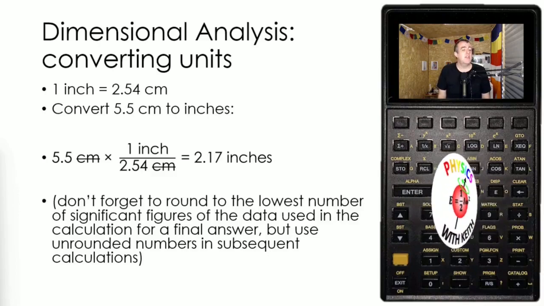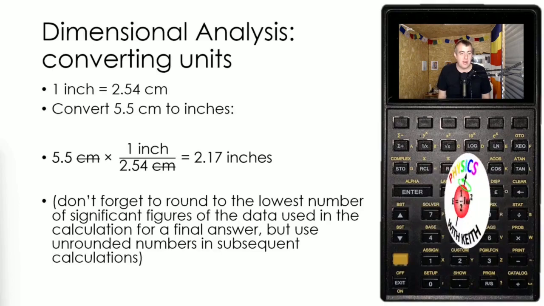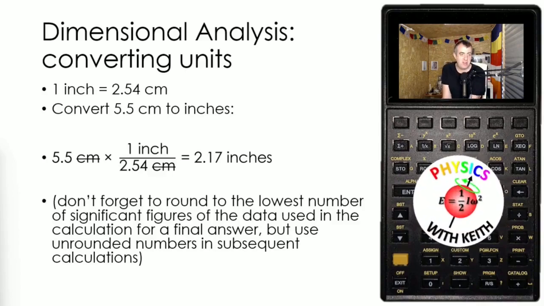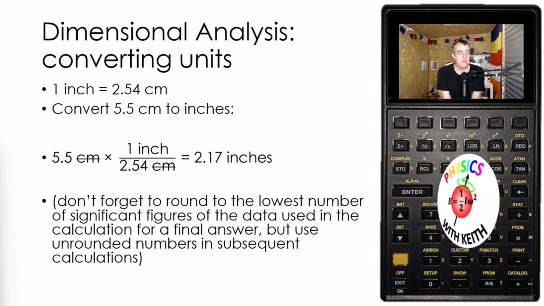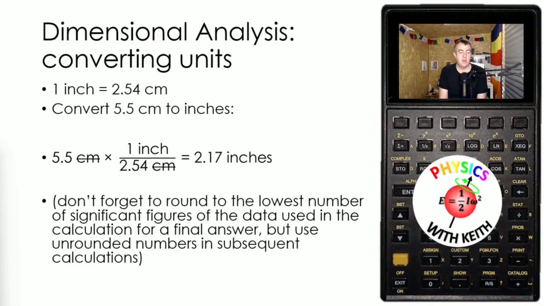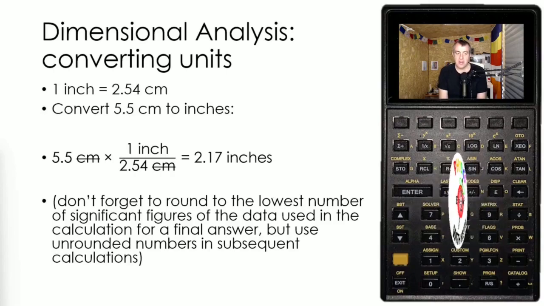How do we use dimensional analysis to convert units? Well, let's convert a length into inches. It's an older unit, but it still does the rounds. 1 inch is 2.54 centimetres by our modern definitions. So if we wanted to convert a length of 5.5 centimetres into inches, then I need to do something to that length without changing what it is.